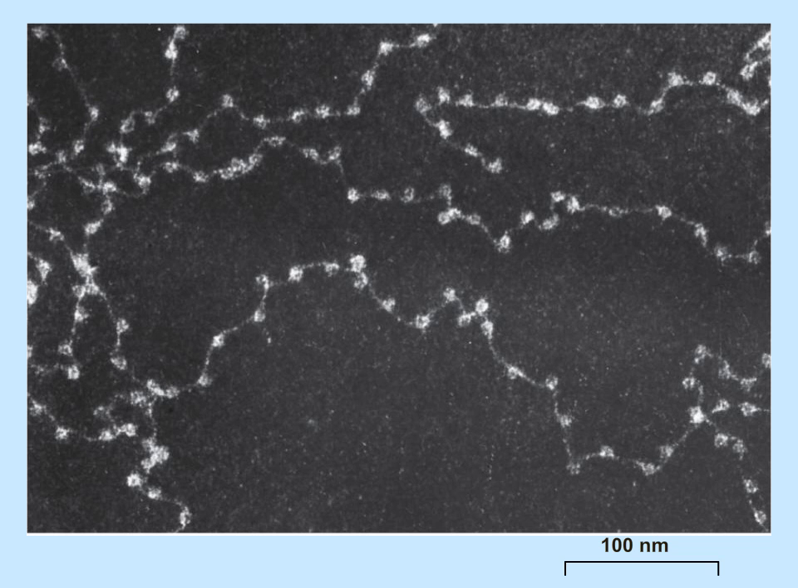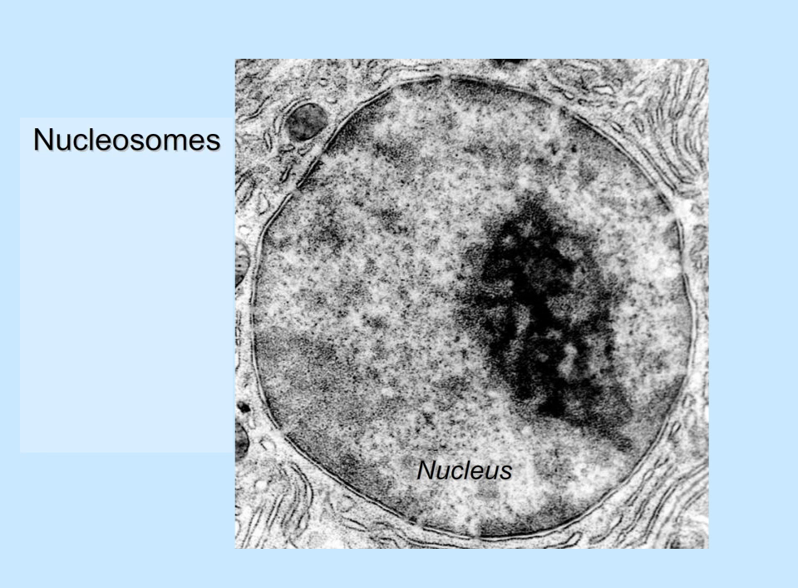This is a micrograph of DNA wrapped around histones. It looks like beads on a string. Each bead is a nucleosome. If we further coil the nucleosomes and their linking DNA with more proteins, we get highly condensed chromatin. The grainy substance in this micrograph is the chromatin.